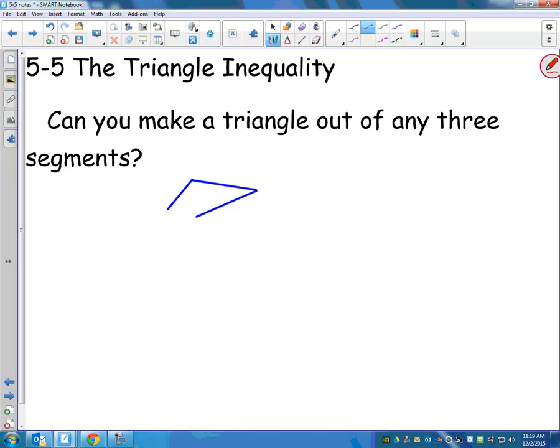Do you agree that maybe there are three segments that wouldn't ever meet? Like, what if I did this? But the other three. So the thing I want you to get out of this is that any three lines do not make a triangle. There's a special relationship that has to be true between the segments in order to make a triangle.